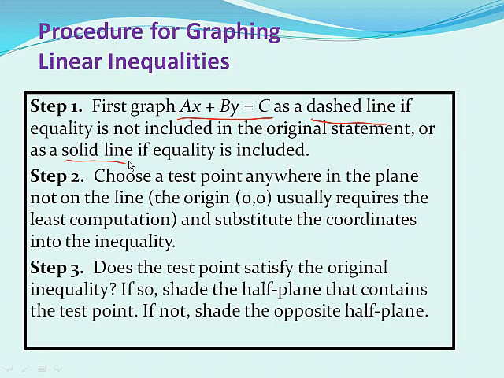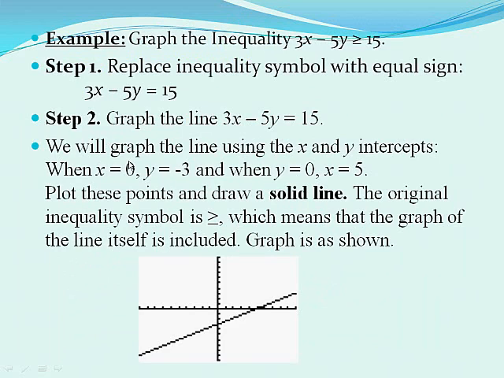Then we are asking the question whether the test point satisfies the original inequality. If it does, we will shade the side that contains the test point. If the test point does not satisfy the inequality, we need to shade the opposite half plane. So let's do an example.